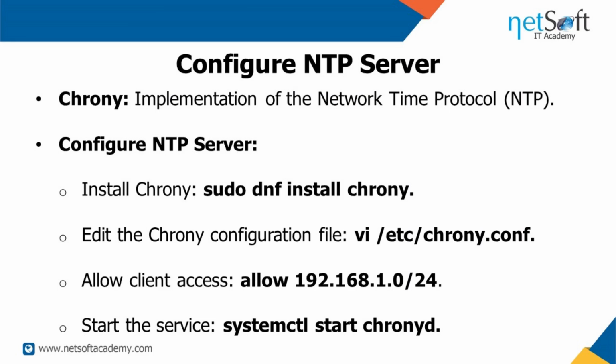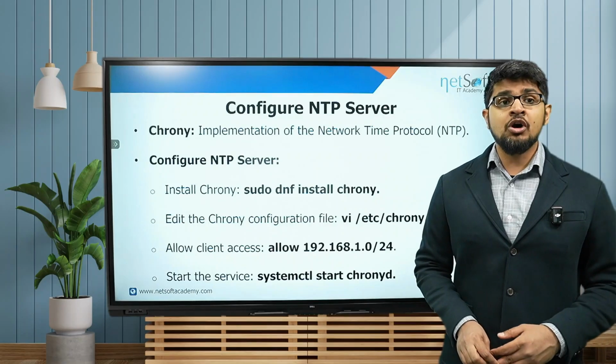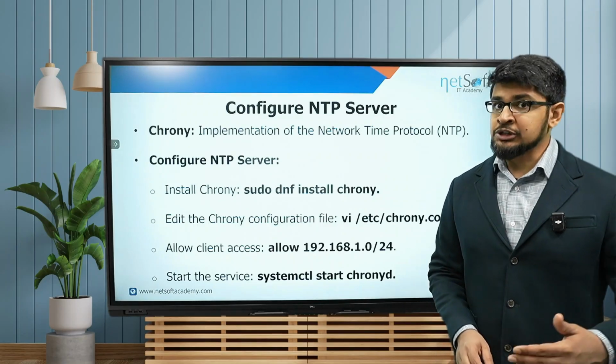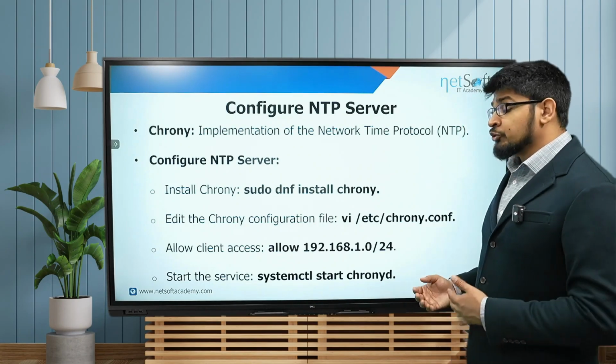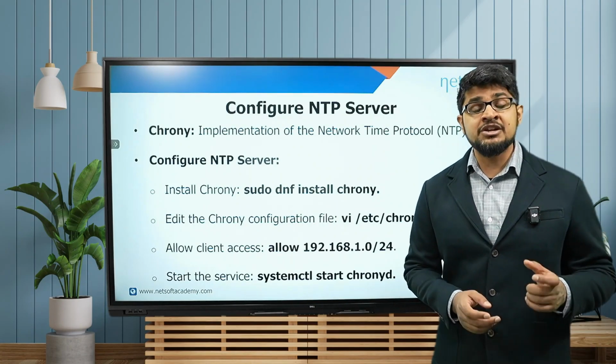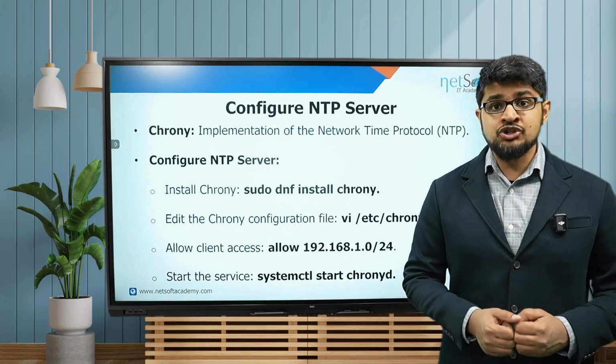So once you install chrony, you are going to edit its configuration file to actually allow client access. Now, this IP address is, of course, a reference. This could be based on whatever subnet or whatever IP address that you are configuring for your client. Then it's as simple as starting or restarting the service after making the necessary configuration changes.